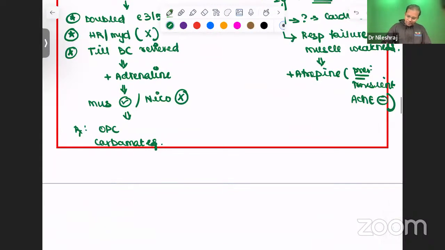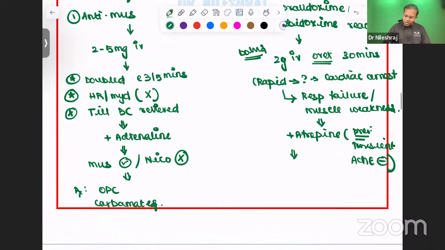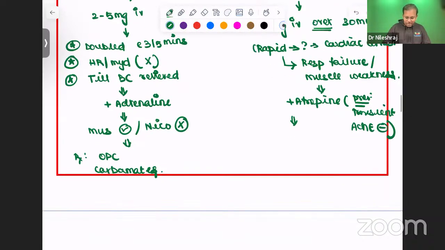Now the next one. If we have administered the bolus dose of around 2 grams via IV route, after that, we have to change the patient to an 8 milligrams per kilogram per hour IV infusion.